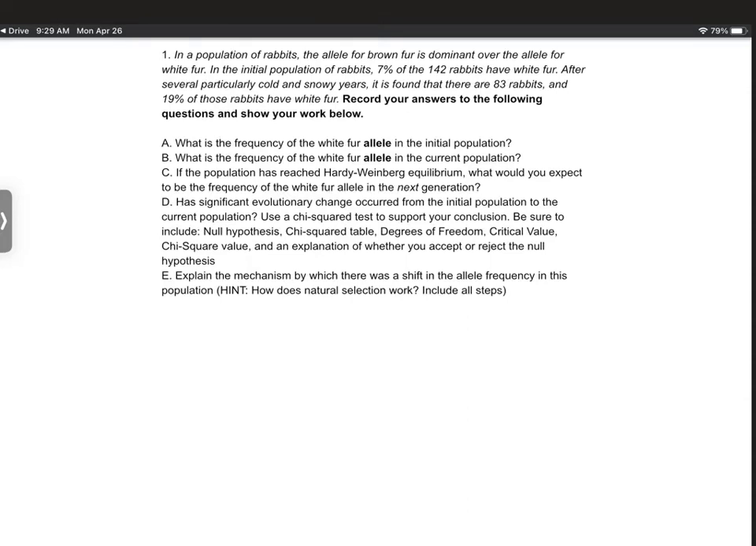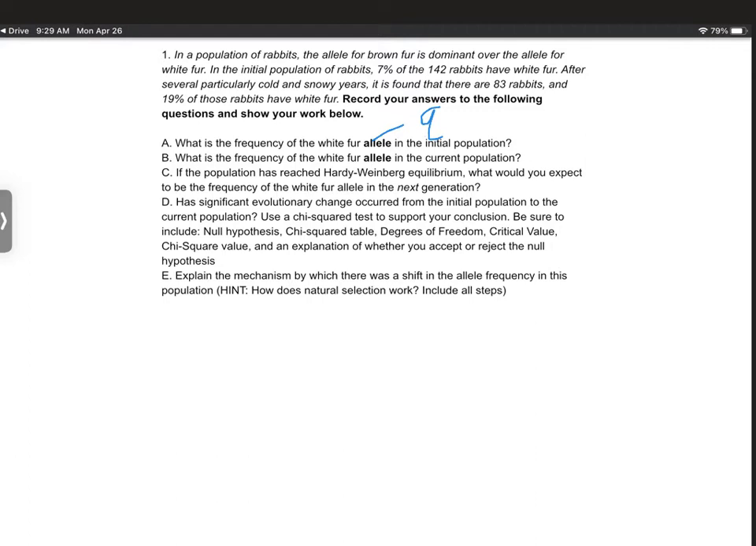Right, hi everybody. I'm going to be going over some of this test review for evolution. So starting right off with the math stuff. The frequency of the white fur allele in the initial population of these rabbits. If it's asking me for the frequency of the allele, I know that I am looking for q. And 7% of the rabbits have white fur.